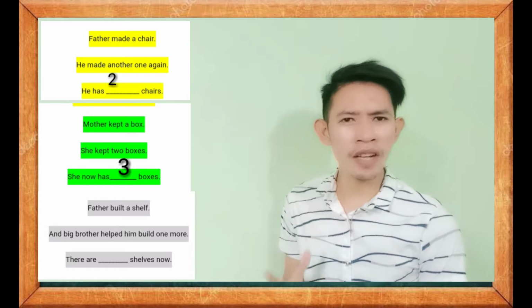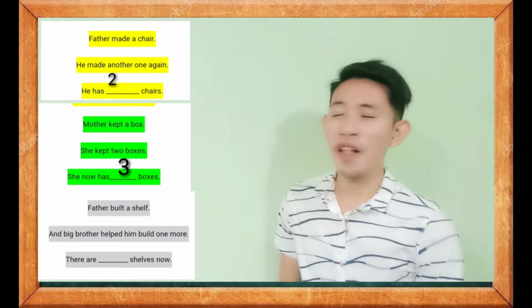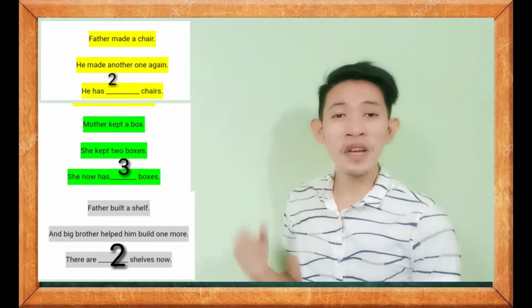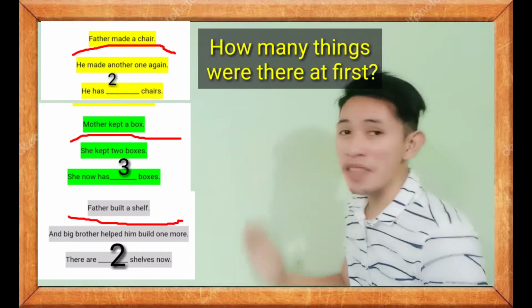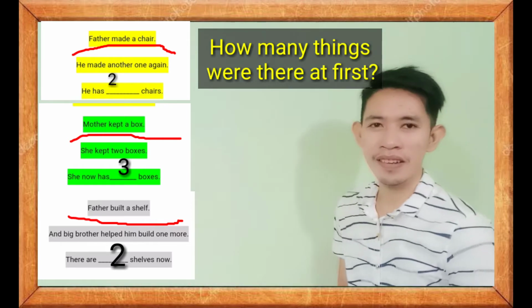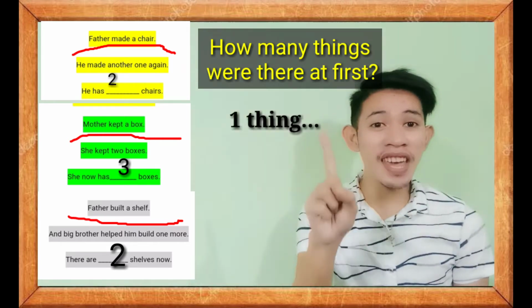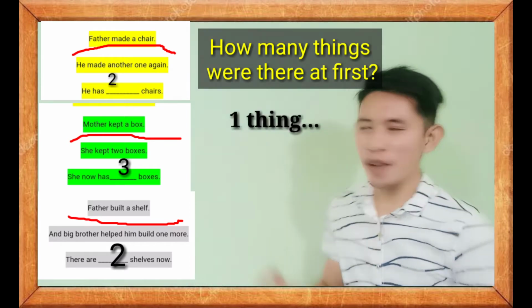Father built a shelf, and big brother helped him to build one more. So how many shelves do they have? There are 2 shelves now. So how many things were there at first? We have one thing that is being mentioned from the story.